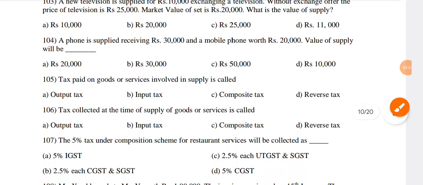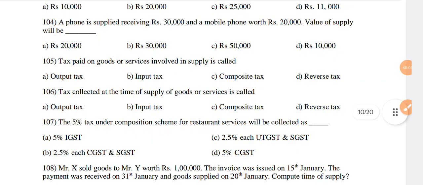Next question. A phone is supplied receiving rupees 30,000 and a mobile phone worth rupees 20,000. Value of supply will be dash. Option A rupees 20,000, B 30,000, C rupees 50,000 and D rupees 10,000. The correct option is C.